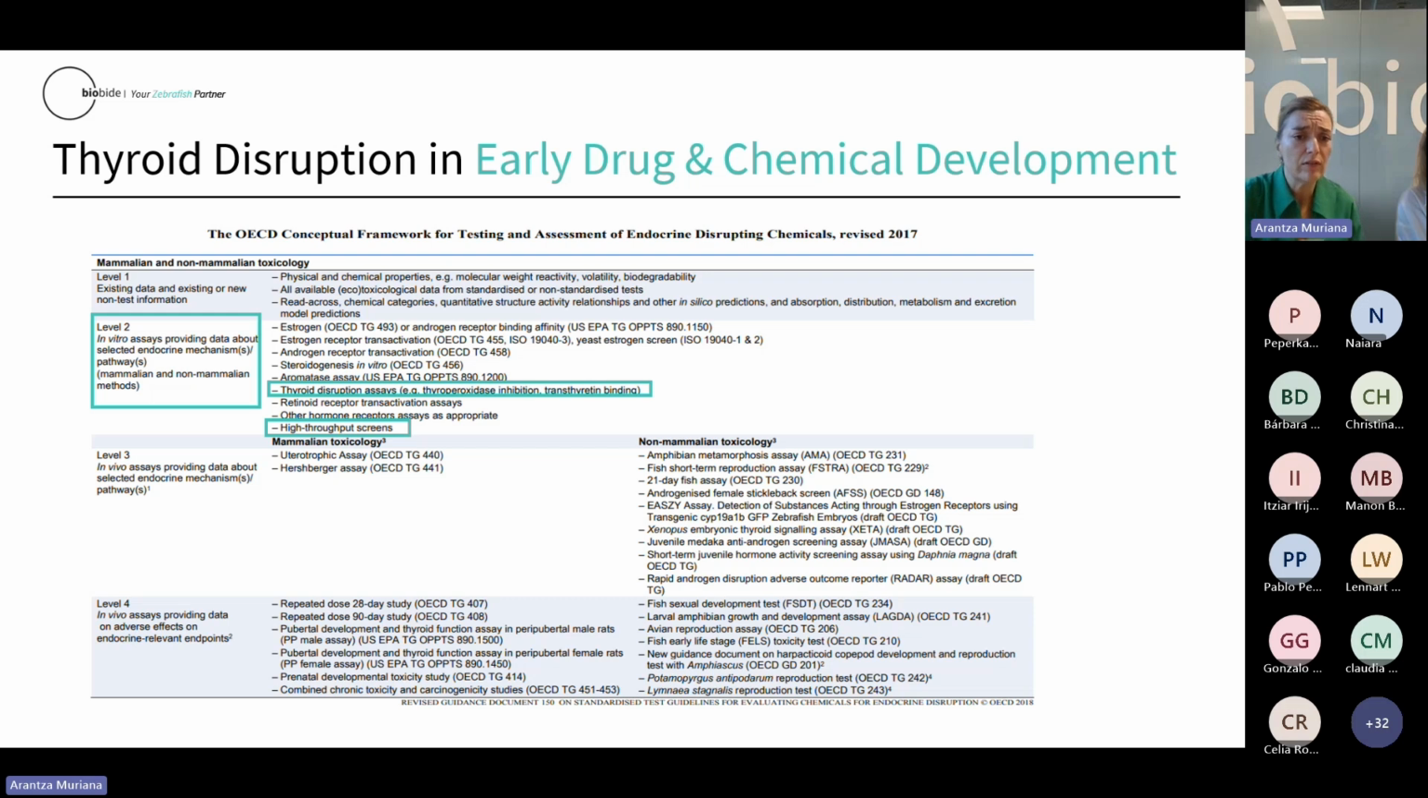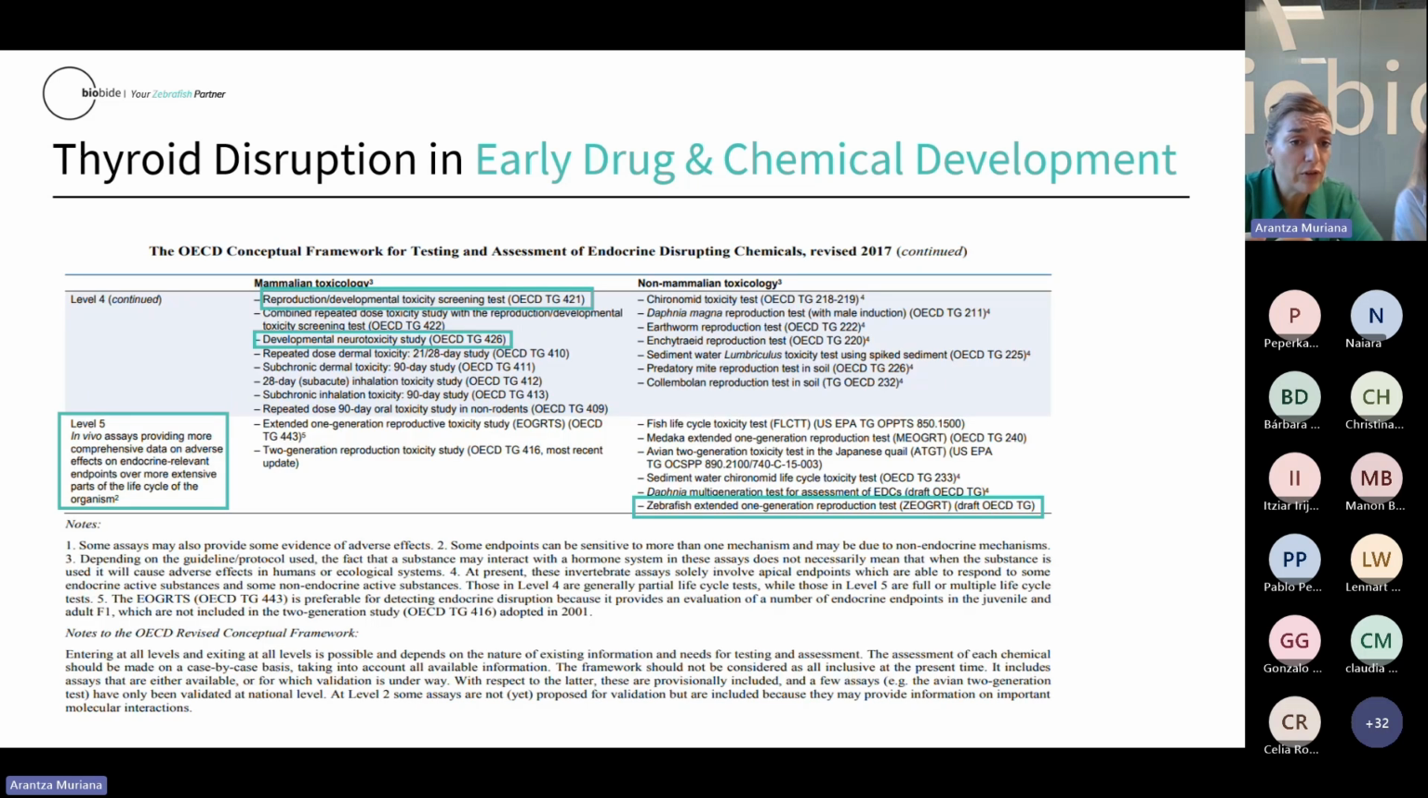If we check level 2, in vitro assays providing data about selected endocrine mechanisms and pathways, in mammalian or non-mammalian systems, we can see that they already mention the thyroid disrupting assays as one of the assays available. And they also mention high throughput screens. If we could combine the two, we would say that the zebrafish thyroid disrupting assay could be a high throughput or high content screening to be included in this level 2. Why not?